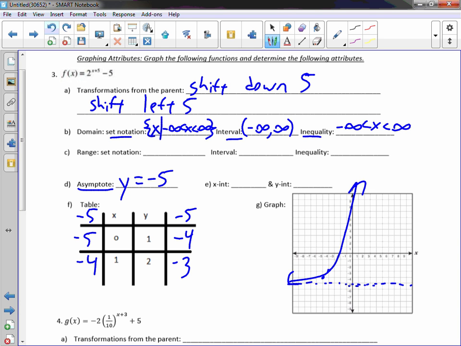Letter C, where it says range. Range we read down to up. So how far down does this go? It's stopping at -5. It's not going lower than that, but it does go all the way up to positive infinity. So our range would be -5 to infinity. In interval notation, it's -5 to infinity. In inequality, it's -5 to infinity.